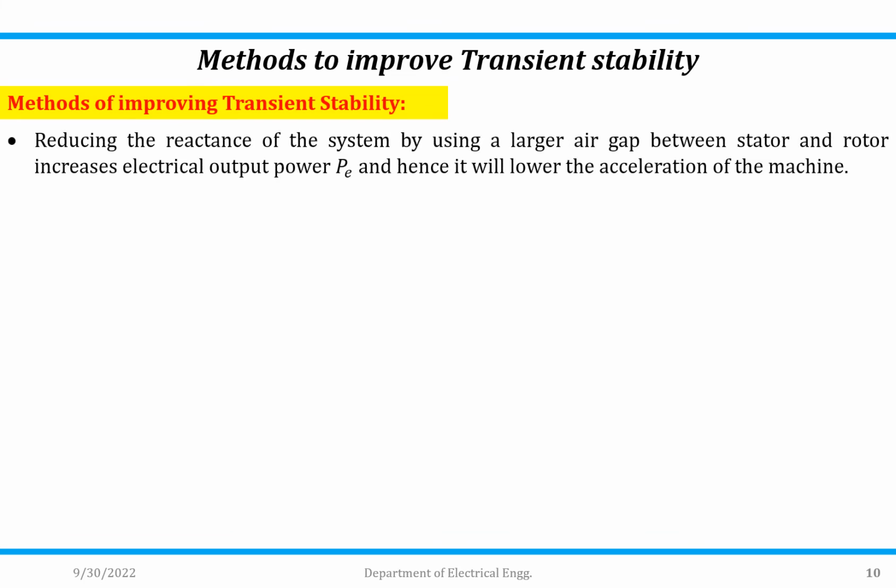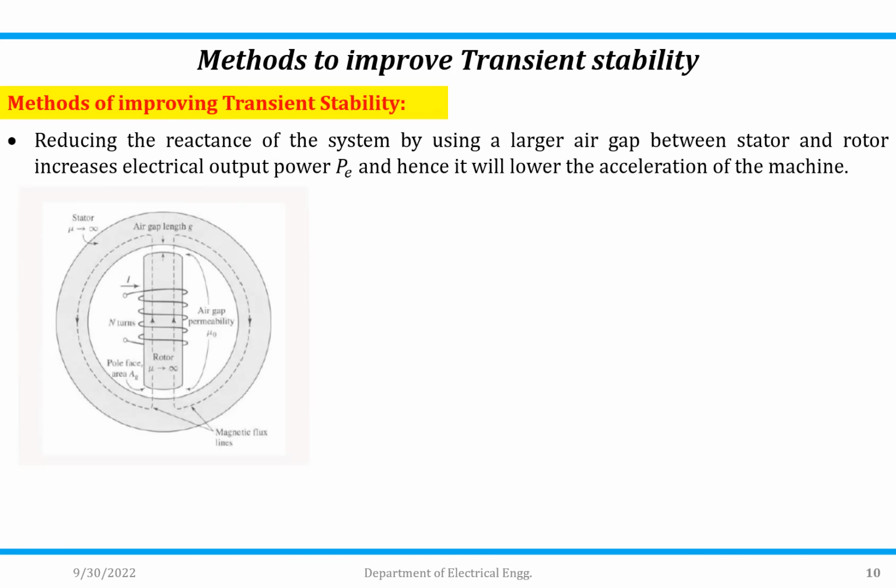Now let's have a look at the next method which is used for improvement of transient stability. Reducing the reactance of the system by using a larger air gap between stator and the rotor increases electrical output power PE, and hence it will lower the acceleration of the machine. So let's have a discussion about this.